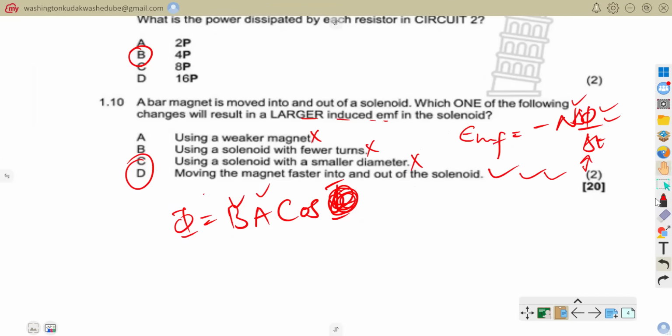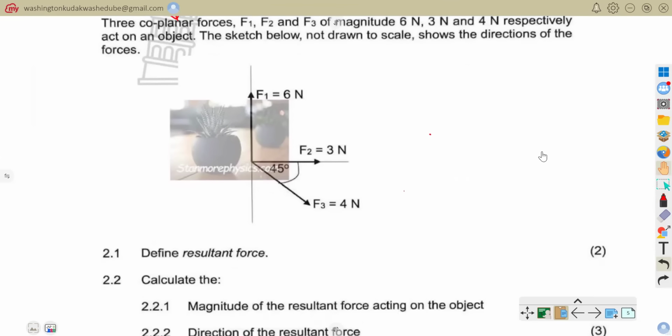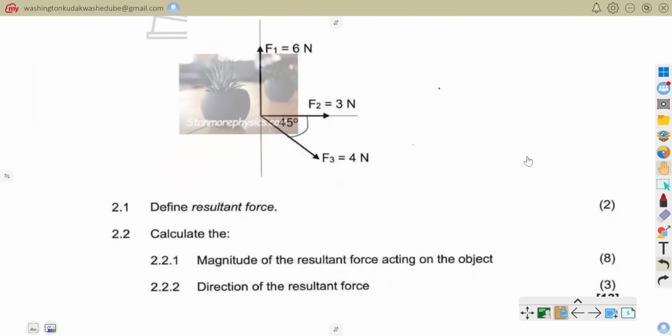Now, let's go to question number 2.1. Question number 2.1 is now saying three coplanar forces, F1, F2, F3. Coplanar means that they are acting in the same plane. Of magnitude 6 newtons, 3 newtons, and 4 newtons, respectively, they act on an object. The sketch below, not drawn to scale, shows the directions of the forces. This is the sketch that has been given. And they're now saying define the resultant force.